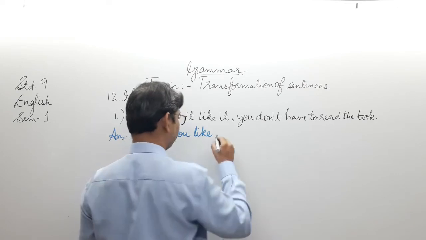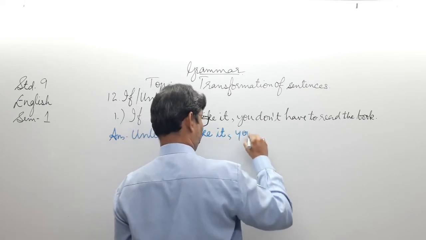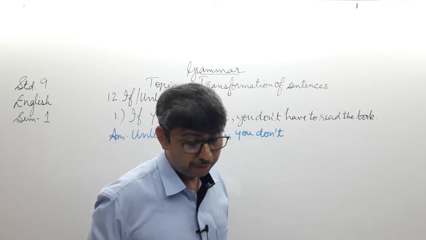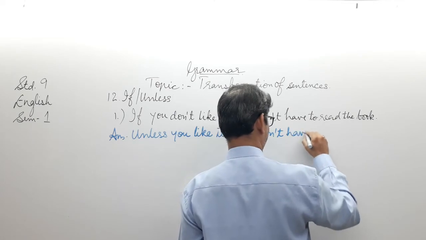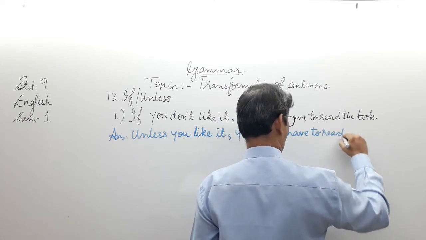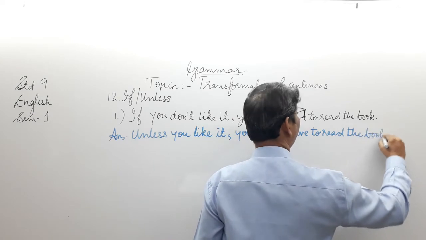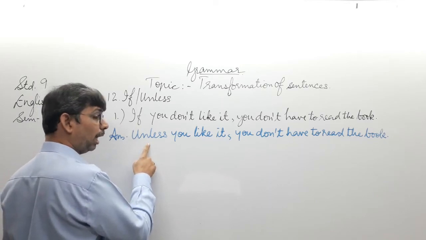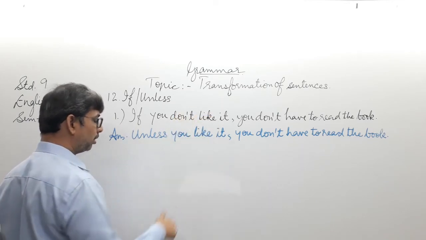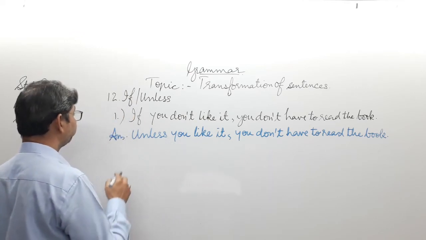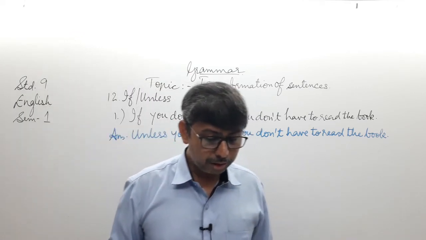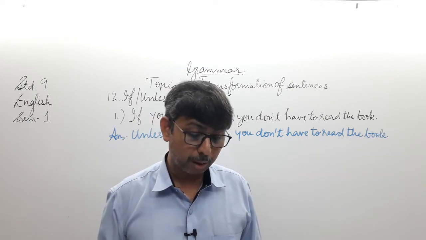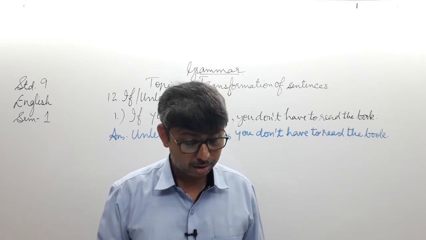Unless you like it, you don't have to read the book. So you see how we have changed the given sentence with the if conditional using the other word unless and making the necessary changes over here. Well, finally we'll be taking a sentence with regards to the use of too and remove too. So we can apply too and we can remove too as well.